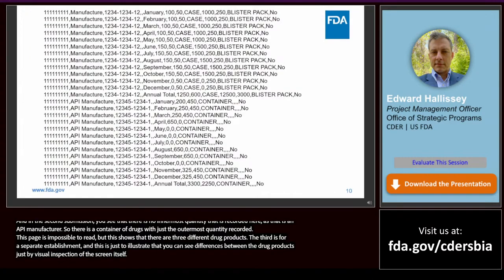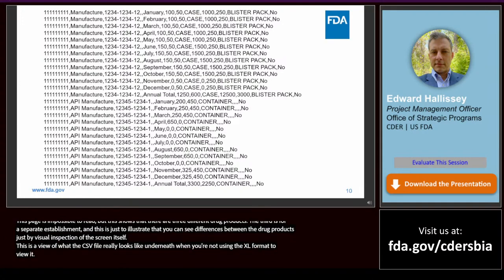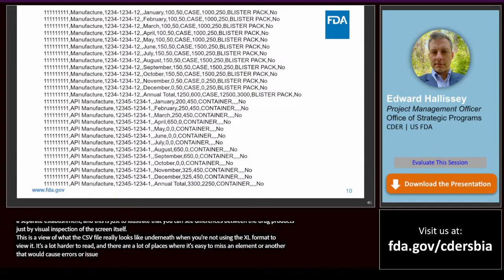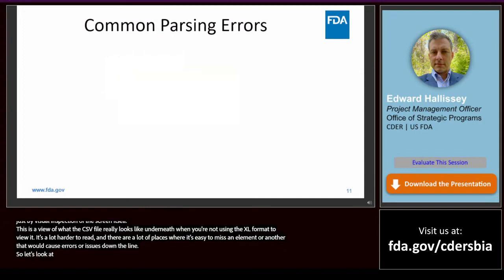This is a view of what the CSV file really looks like underneath when you're not using the Excel format to view it. It's a lot harder to read, and there are a lot of places where it's easy to miss an element or another that would cause errors or issues down the line. So let's look at what some of those issues and errors are.